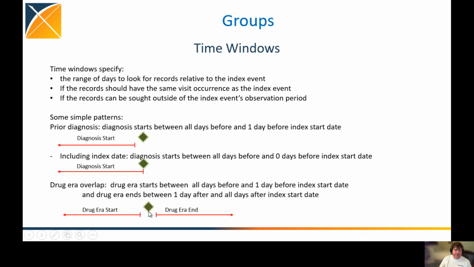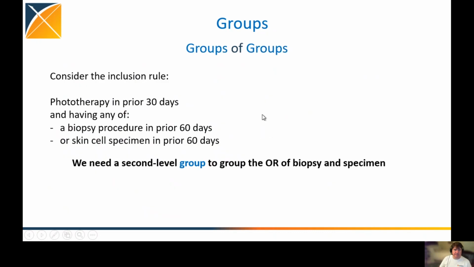Looking at that visually, that means that we have our index event, and the drug era starts prior to the event, and the drug era ends after the event. So what that means is that this drug era will span the event date itself.